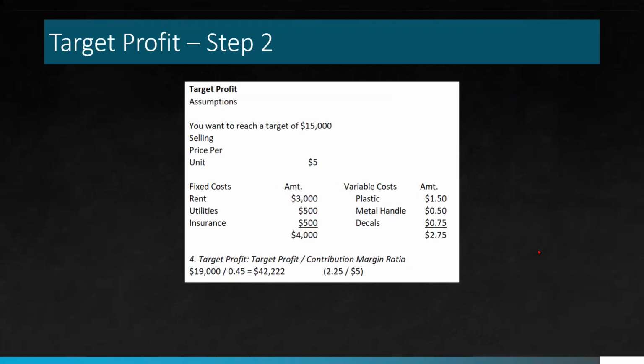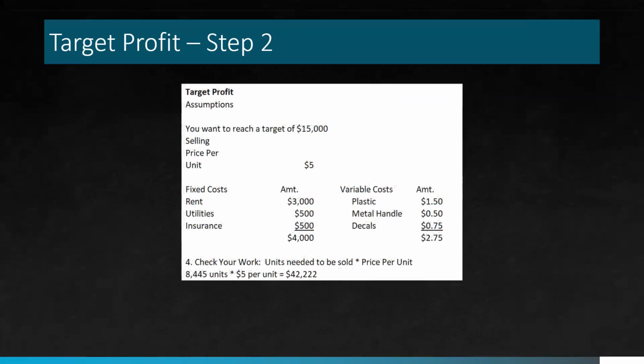To know that dollar amount, I take the target profit plus fixed costs and divide that by the contribution margin ratio, which was 45%. So I need to earn $42,222 in order to reach a target of that $15,000. Again, you can check your work. The units needed to be sold, which we just calculated as 8,445 units, times the price per unit, comes out to $42,222.